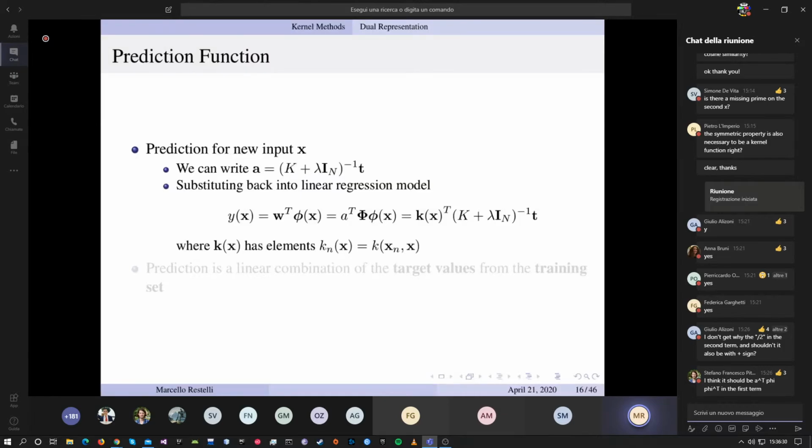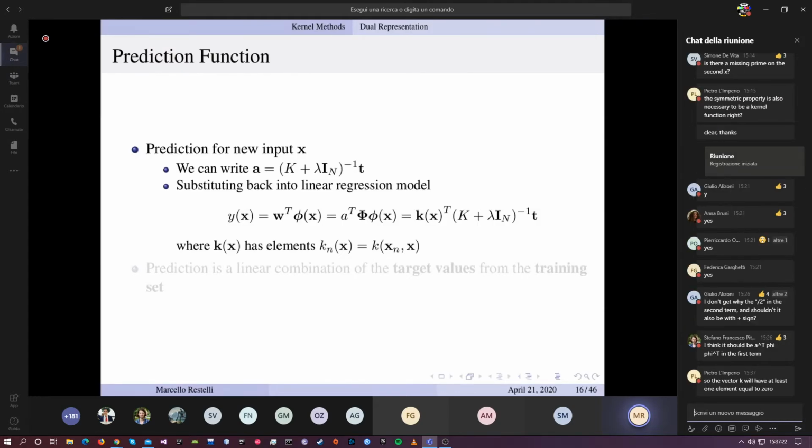We get a query point x, and in order to predict the solution, what we do is simply multiply the similarity of each point in the training set with respect to the query point, which is the vector k of x, by the vector A. The vector A is equal to the matrix K plus lambda I_n, inverted, times T. And so, as you can see, you are doing the prediction by simply averaging the values that you have in the training set for the target vector T, using weights that are related to the similarity between the samples. And the final result will be the same as working with a linear model in the feature space represented by phi, simply by never computing phi, but only k.